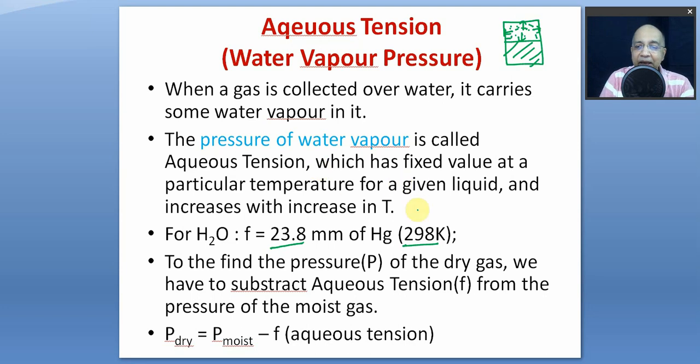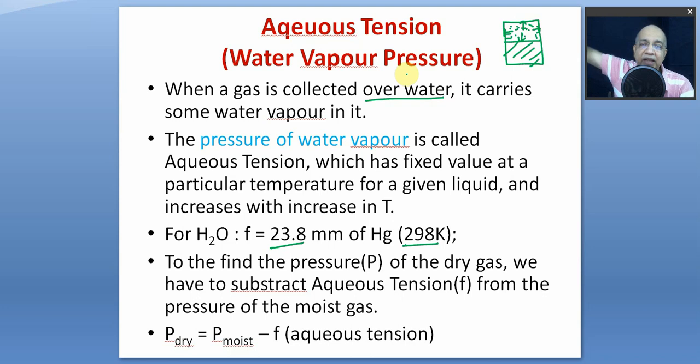For example, at 300 degrees, it will be more than 23.8. You have a literature, a table where for every liquid at different temperatures, you can find the vapor pressures, or aqueous tensions. Now, whenever we collect a gas over water by the downward displacement of water, most of the gases which are not soluble in water are collected by downward displacement of water.